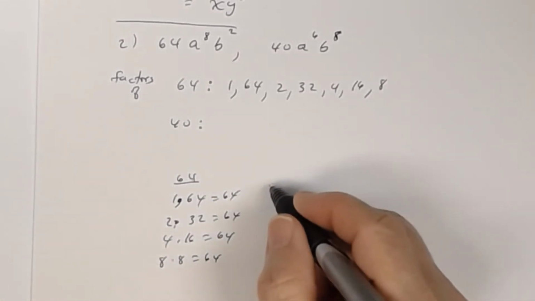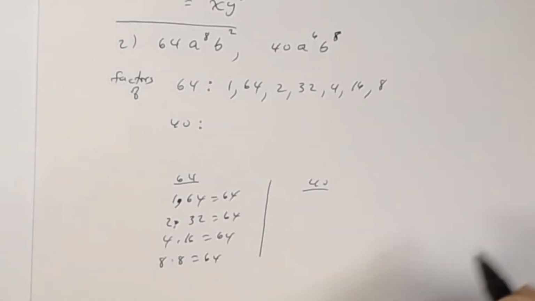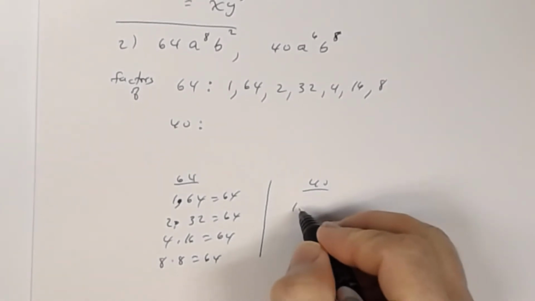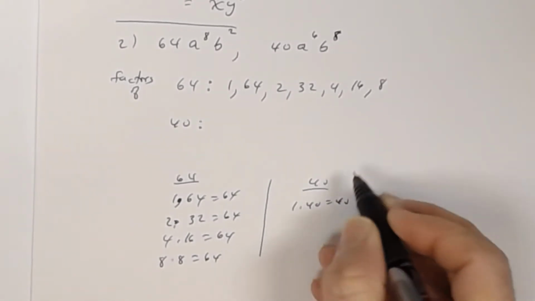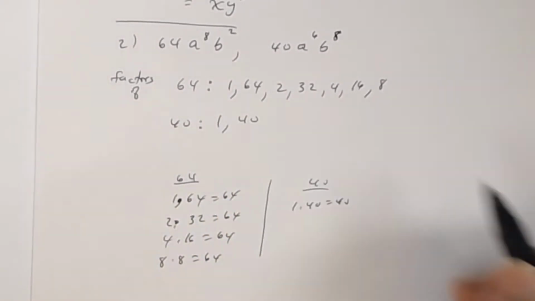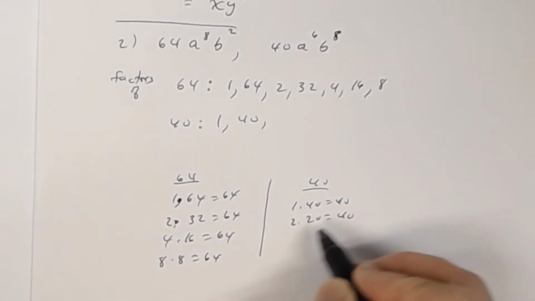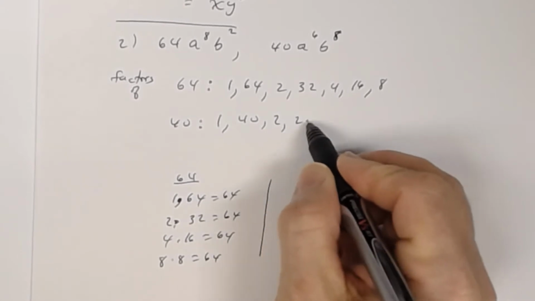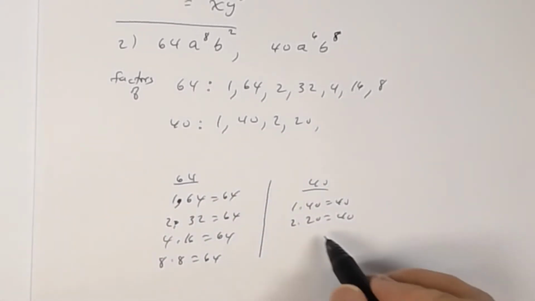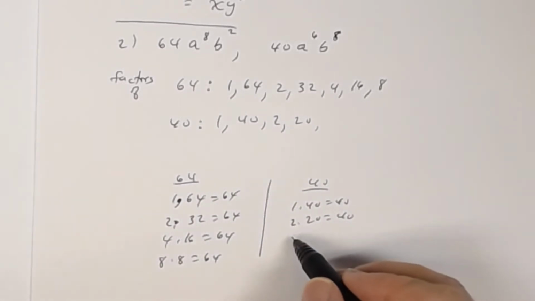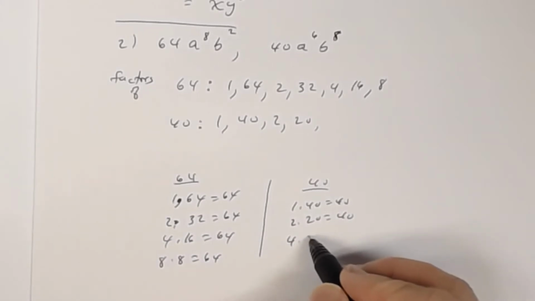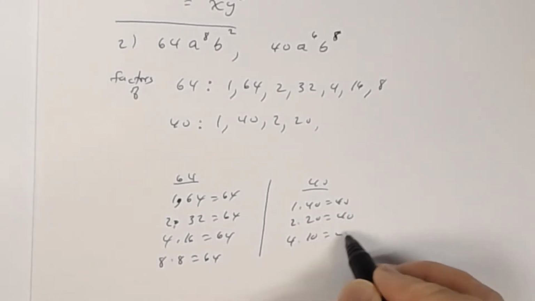Now you do the same thing for 40. So you list the factors of 40. So 1 times 40 is 40. So that means 1's a factor of 40, 40 is a factor of 40. Then you say 2 times 20 is 40. 2 is a factor of 40, 20 is a factor of 40. And then 3 won't go into 40 evenly, but 4 will. 4 times 10 is 40.